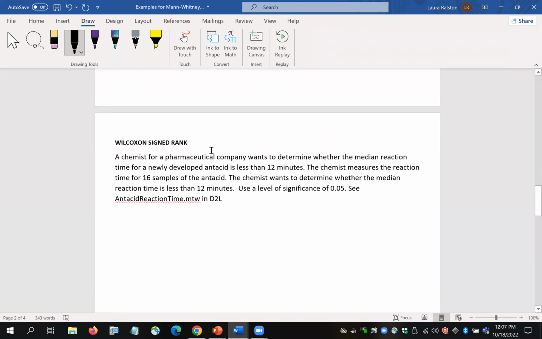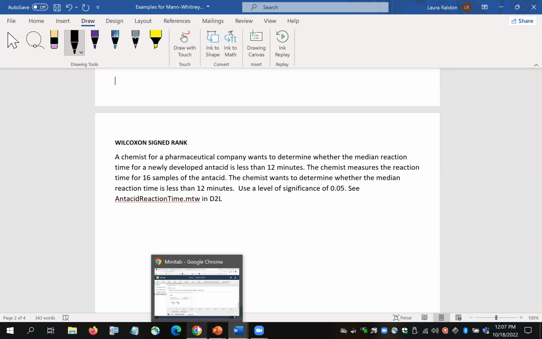Okay, it says a chemist for a pharmaceutical company wants to determine whether the median reaction time for a newly developed antacid is less than 12 minutes. The chemist measures the reaction time for 16 samples of the antacid and wants to know whether the median reaction time is less than 12 minutes. Use a level of significance of 0.05, and it tells you to see that particular data set.